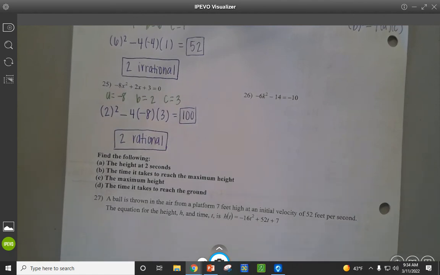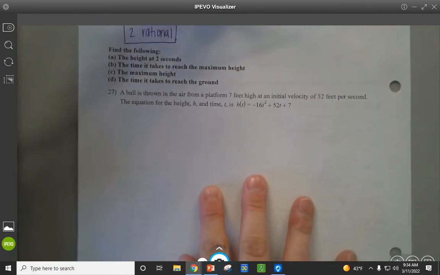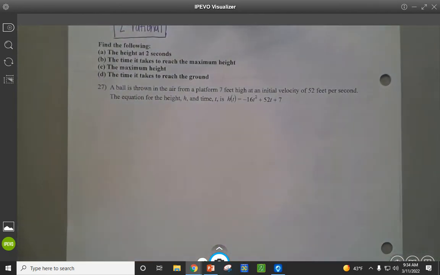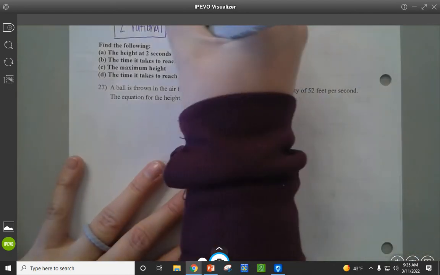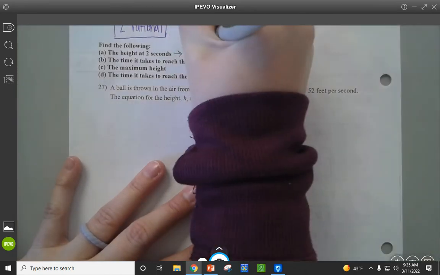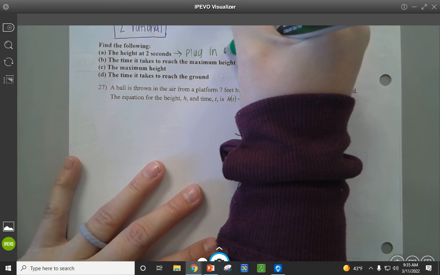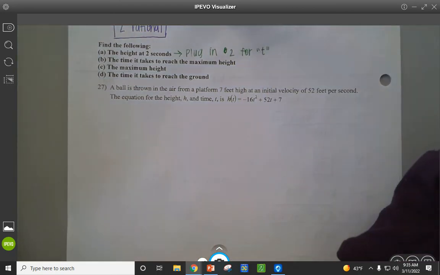Now, this last question, I only have one question like this, the very last thing that we've just been practicing. I'm not going to work these out, but we are going to go through the parts and list out how you would solve each of them. You're going to do this whole question on your own. So, the height at 2 seconds. How would we solve this one? Plug in 2. This one actually gives you the equation.